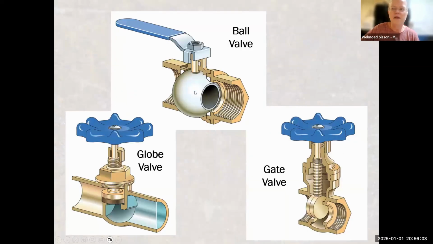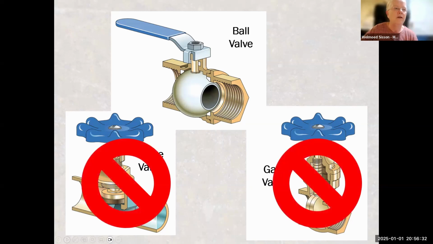So these are the 3 types of valves that are the most common that we see. The ball valves, these are the kind that you want. Globe valves and gate valves, the problem with those is that they can be opened partially. And you don't want to have a partial open valve. You want an all off or all on valve when you're talking about your water service valve, the main valve at the foundation. So you don't want to see gate valves or globe valves.